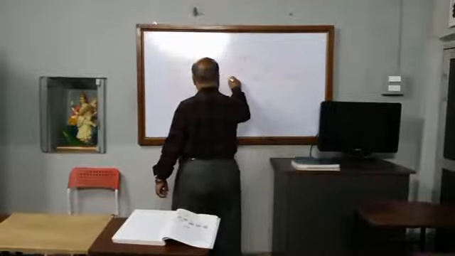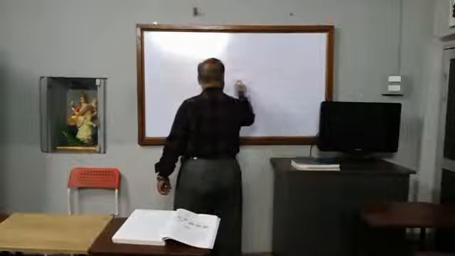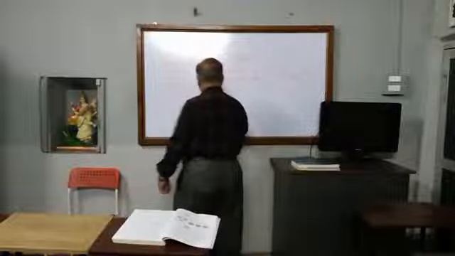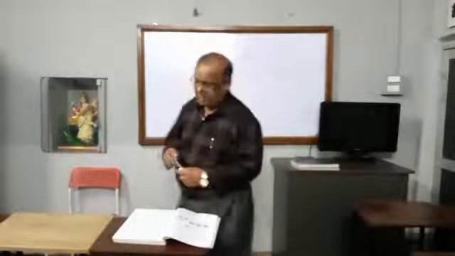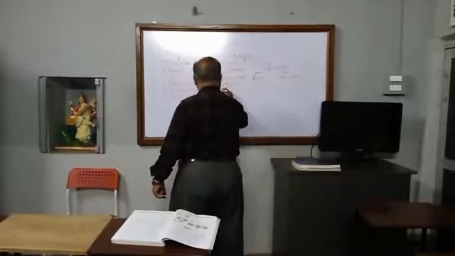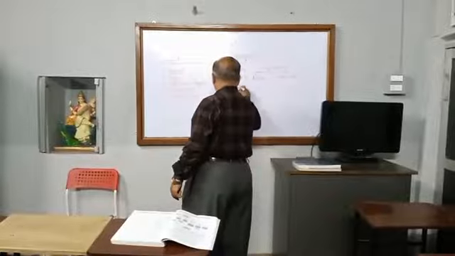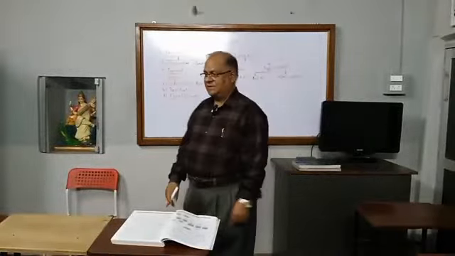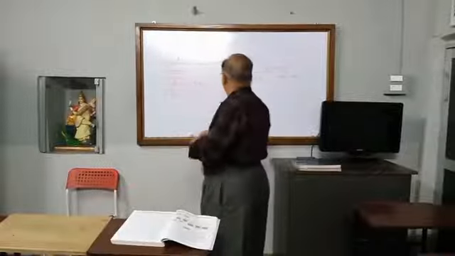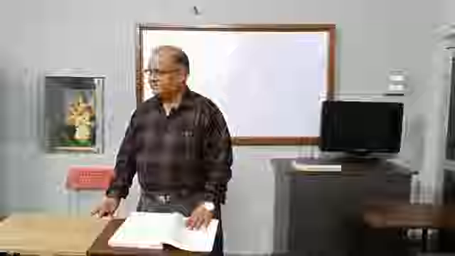Number one is natural personal account. Number two is artificial personal account. And number three is representative personal account. So, personal accounts are the accounts of a person or group of persons.